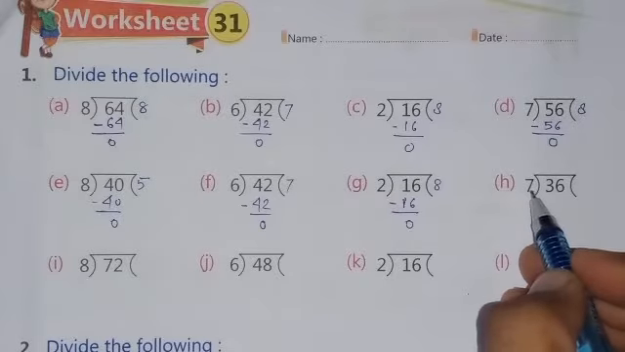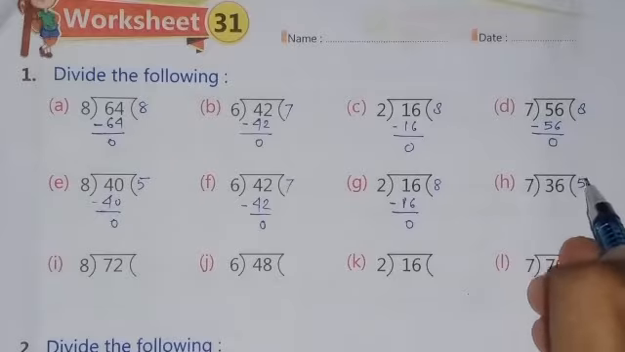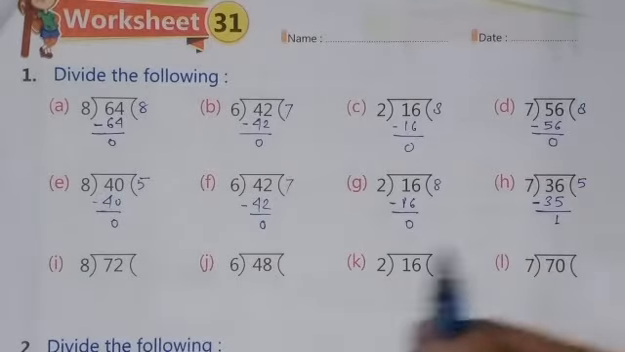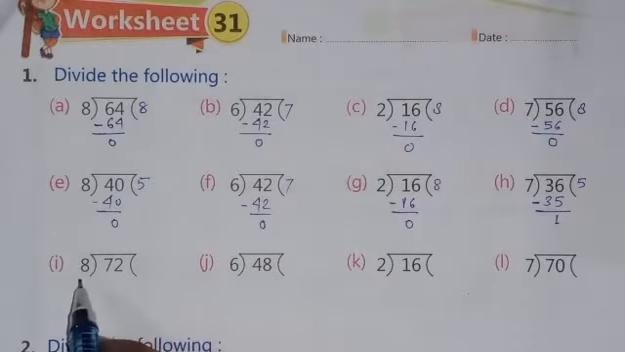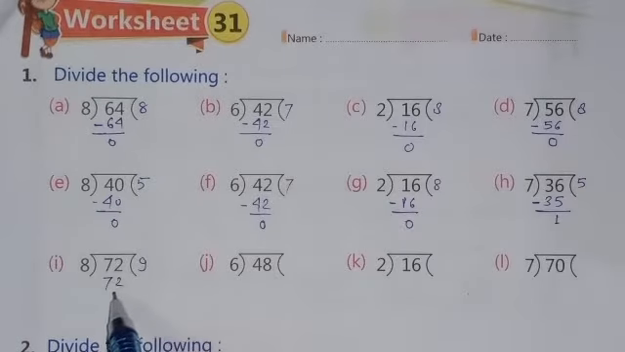In the table of 7, 36 doesn't come. But in the table of 7, 7 5s are 35. Okay students, on subtracting you will get 1. In the table of 8, 72 comes 9 times. So 8 9s are 72. On subtracting you will get 0.